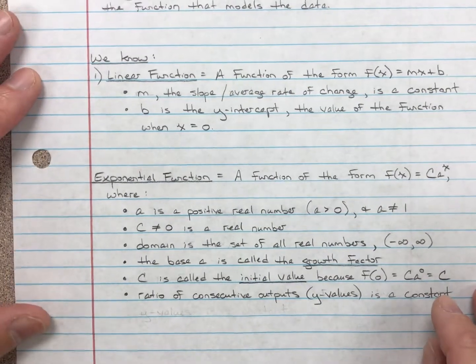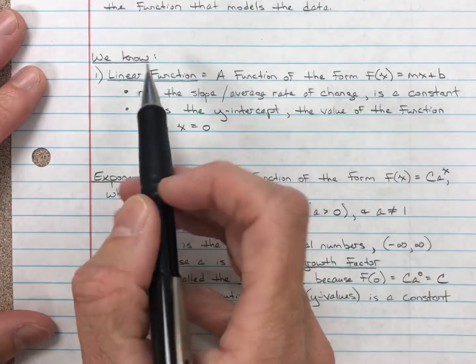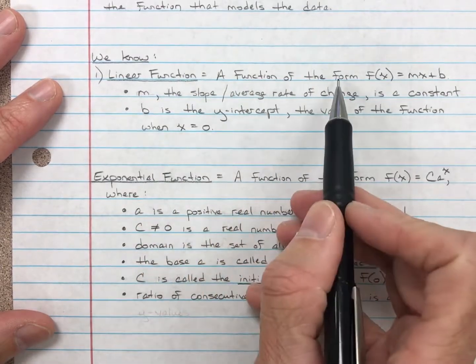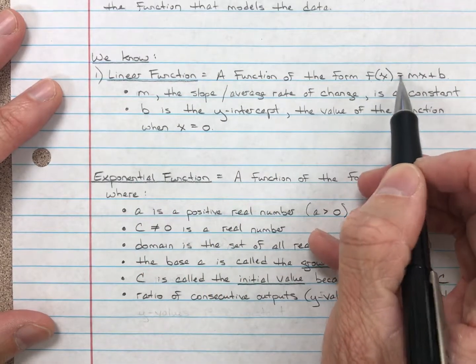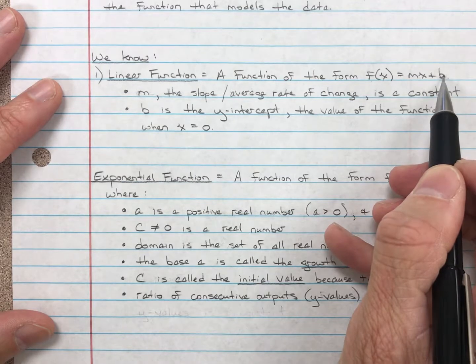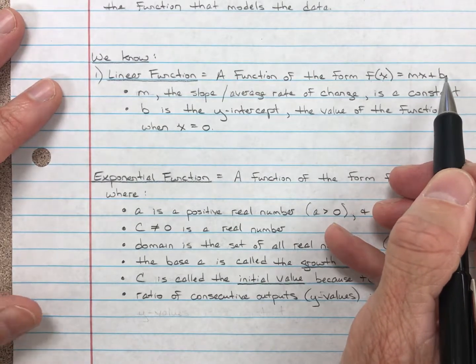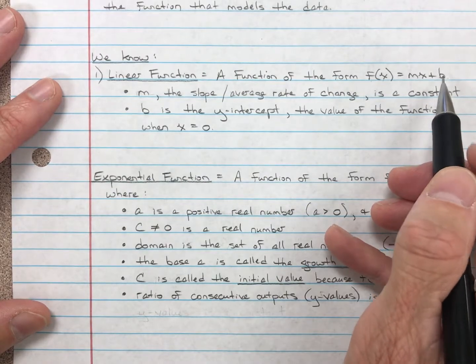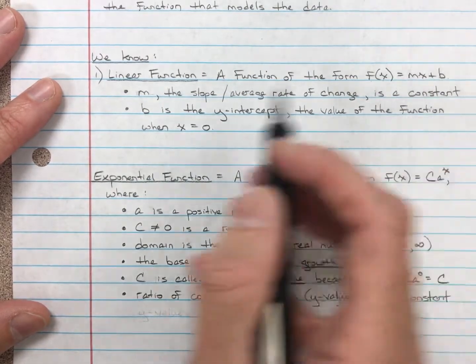So what do we know? Well, we certainly know what a linear function is, so let's review that. A linear function is a function of the form f of x equals mx plus b. And we've seen that for some time now, probably starting around middle school or so, whenever you took Algebra 1.